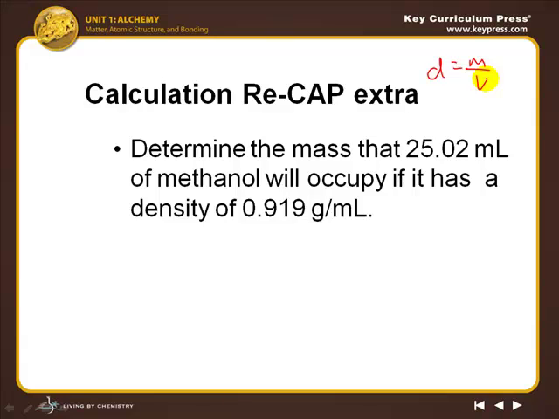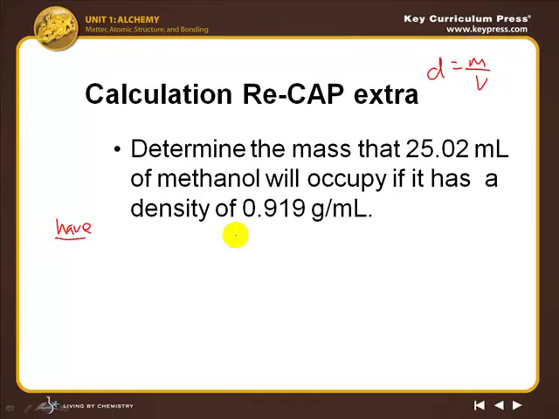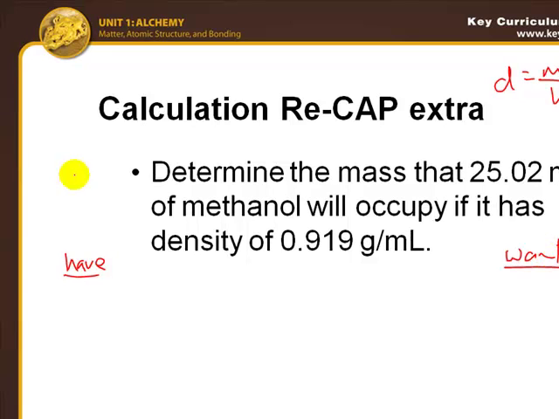In chemistry, there are lots and lots of ratios. So the cool thing about ratios is all you have to do is identify what you have in the problem and what you want in the problem. On any given problem, you're going to be given numbers with units, and it'll tell you what you have and what you want. In this case, you have the 25.02 milliliters. You also have the density, which is equal to 0.919 grams per 1 milliliter.